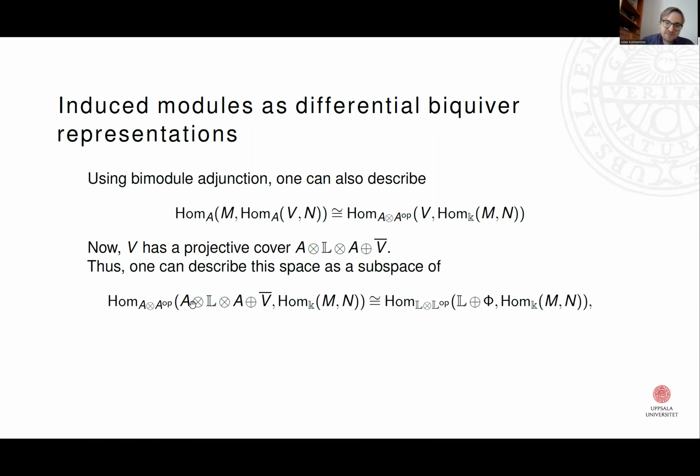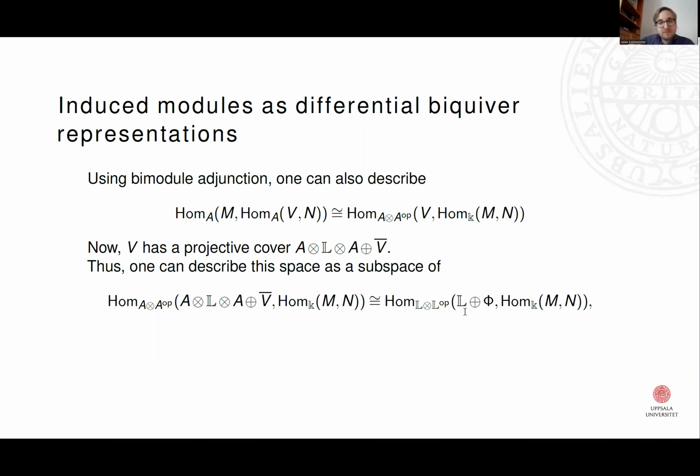But now again, we have some sort of induced module here. So A tensor L tensor A is some induced module, and V bar is a projective bimodule. So we discussed last time that this means that V bar is also of the form A tensor phi tensor A for some L-L bimodule phi. And so this space here can also be written as L-L bilinear maps from L plus phi to hom M N. Where phi is a generating set for V bar, so to say, and L is just this product of fields that you have.